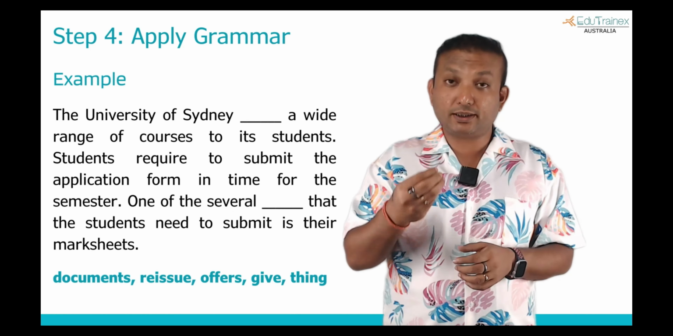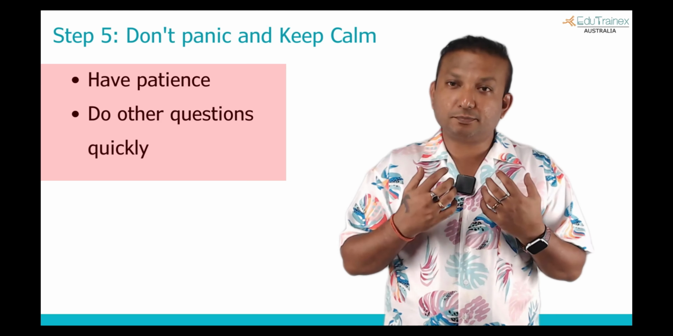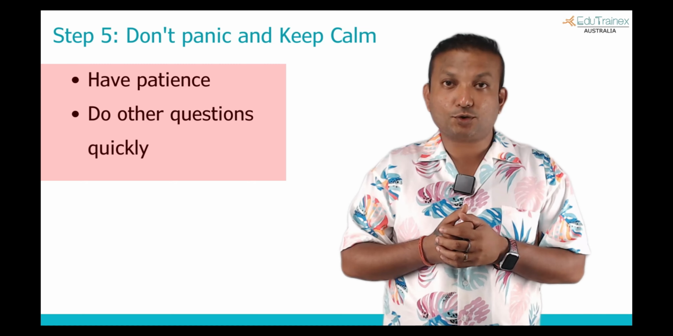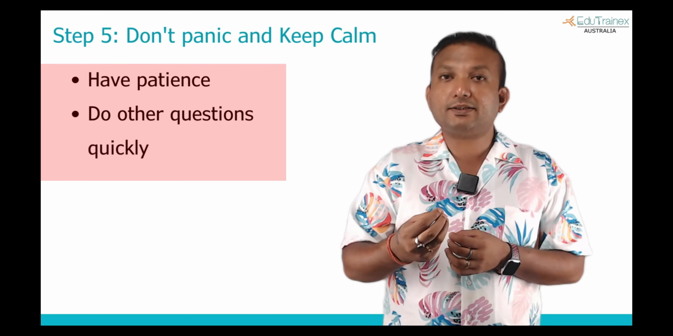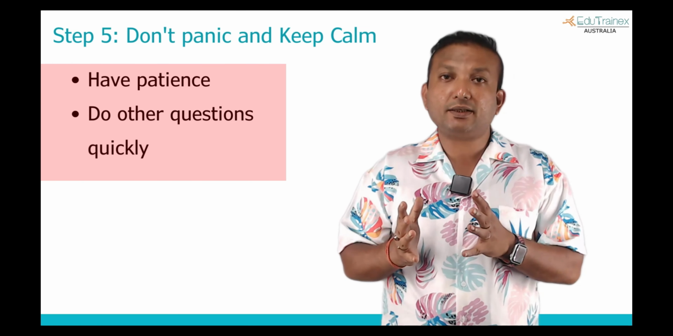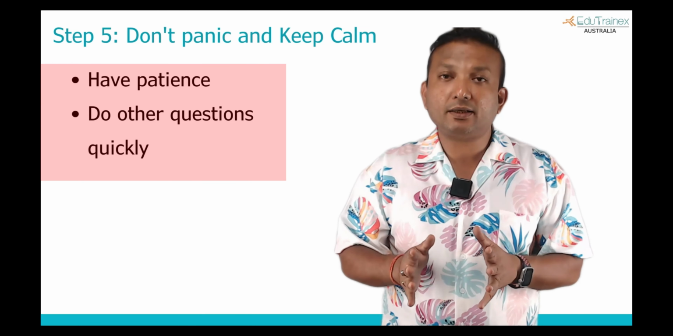Step 5 or the approach number 5 is to not panic and keep calm. You have to develop yourself into someone who has patience, okay? Especially when you are trying to understand the context. So you have to capitalize on the easy ones. Easy ones you do quickly so that you can spend some more time on the difficult ones. Don't panic. Oh, there are 5 blanks. I only have 2 minutes to solve. So maybe only 20-30 seconds I can spend on each of them. I have to select it quickly.